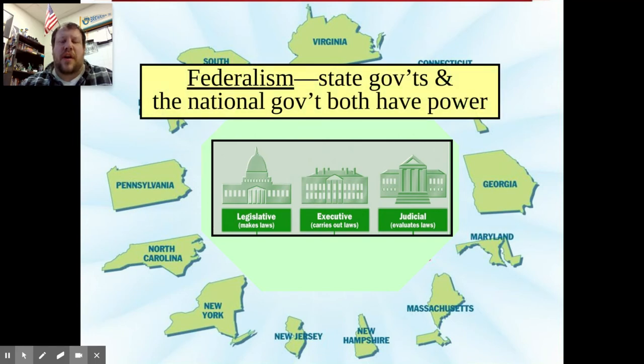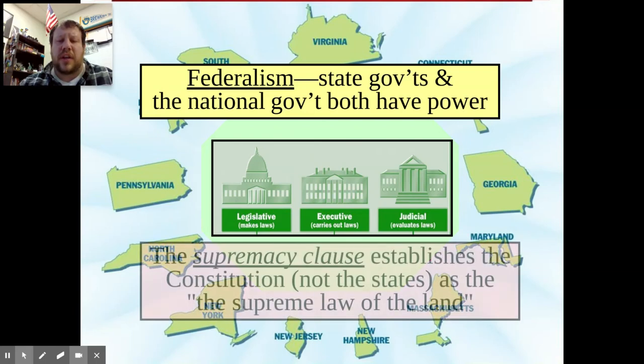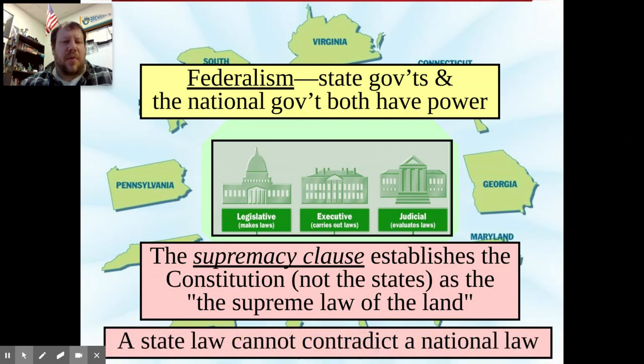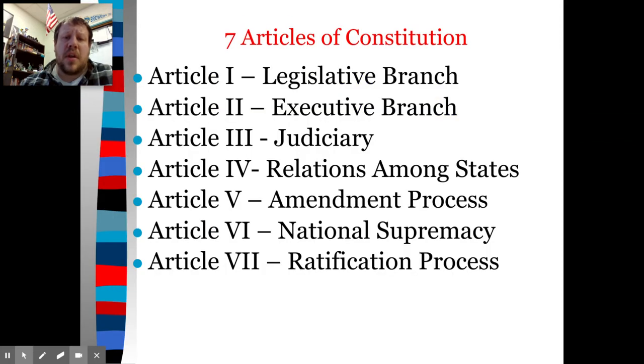So we also have to figure out how we have federalism here to balance our state and government powers. We'll get into federalism in more detail shortly. But we do have that supremacy clause in the Constitution, at the very end of the document, which establishes that the Constitution is the supreme law of the land, not the state. So when the states and the federal government come into question, federal law has to be followed every single time. State laws cannot contradict national laws, even though they still do quite often, believe it or not.